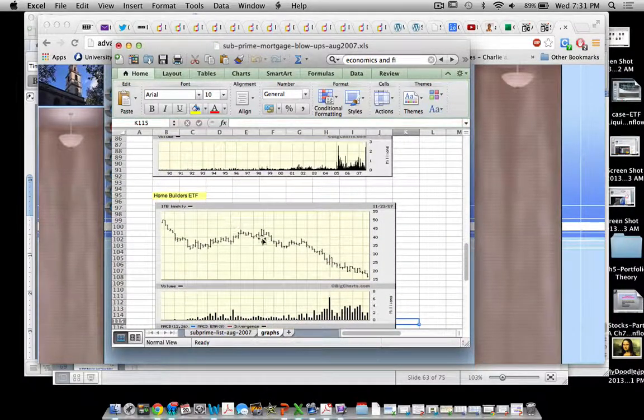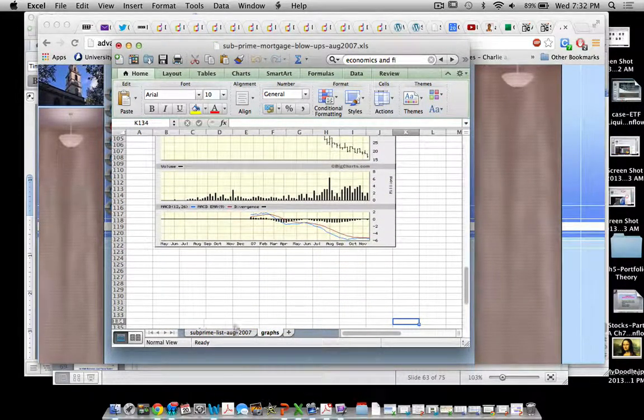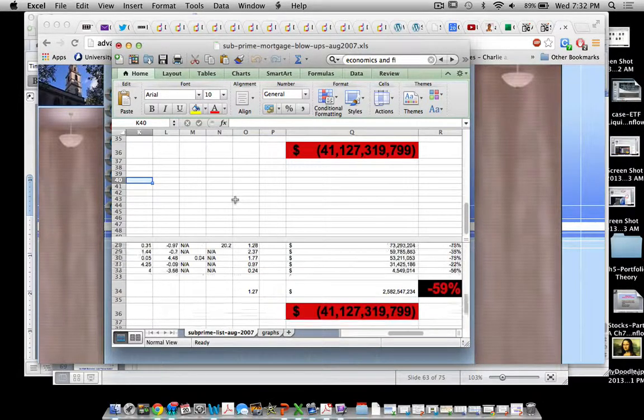The home builders ETF went from $45 to $15. So 2/3 of its value, 67.7% gone, and that's an ETF. And look at the increase in volume. So all of this just shows things. And that's, of course, some graphs there, and that should be a list.